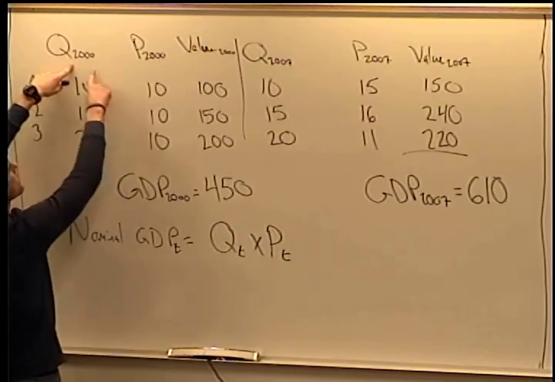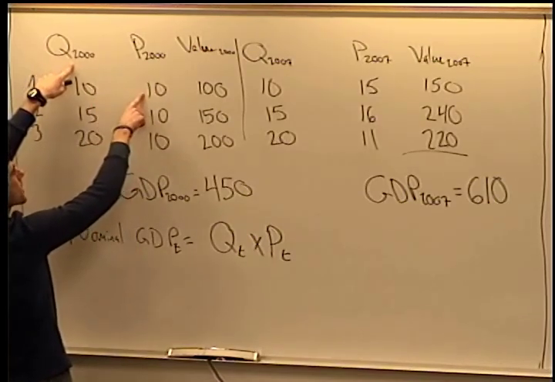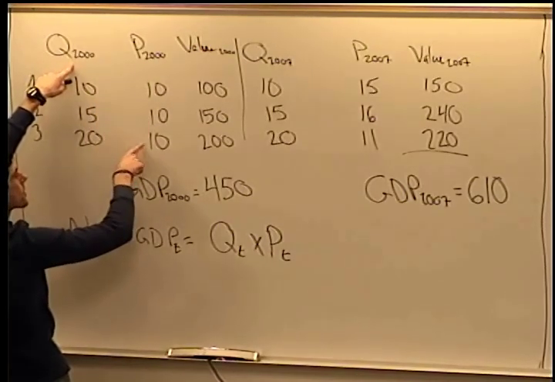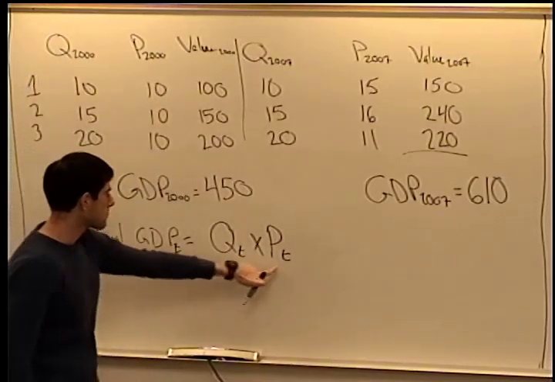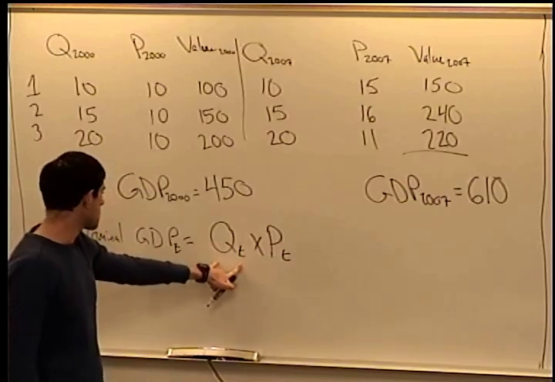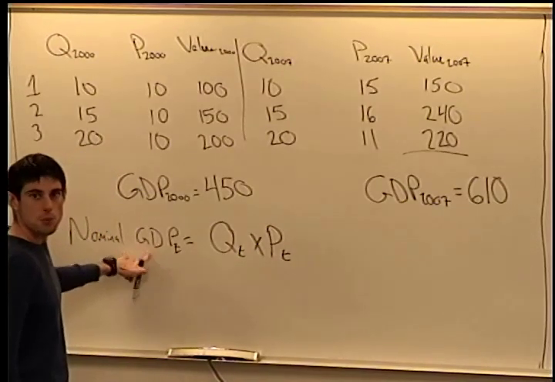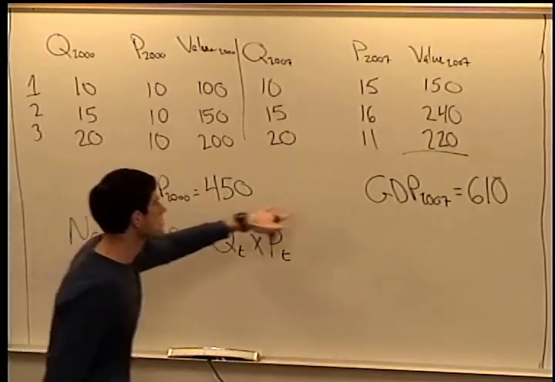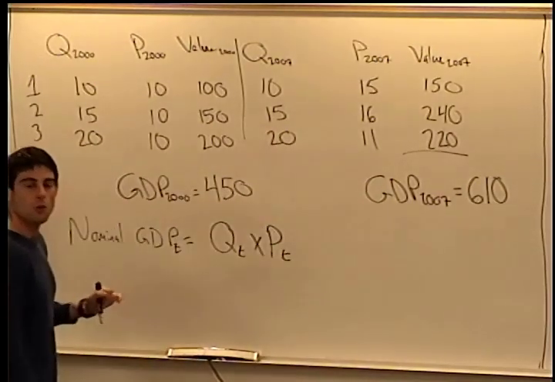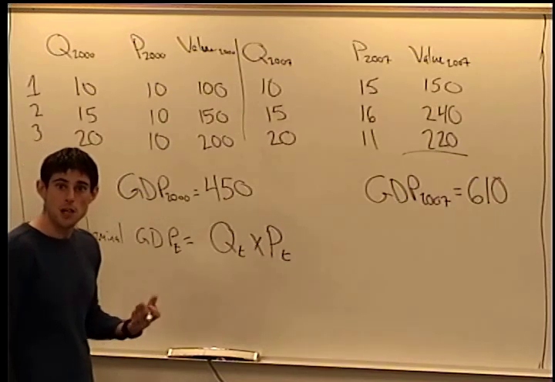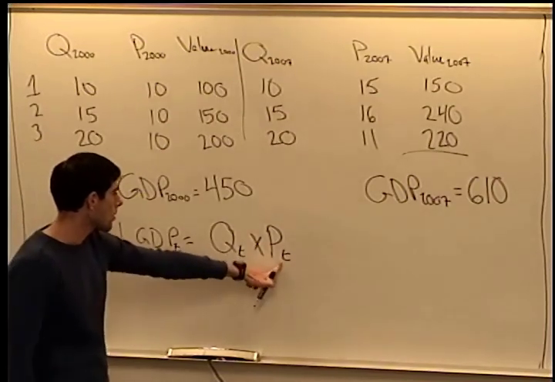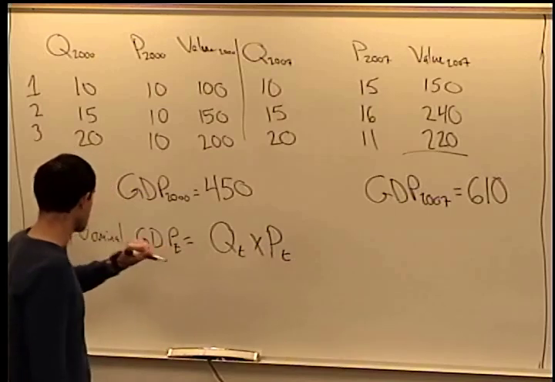So we take quantities times prices, 10 times 10, 15 times 10, 20 times 10, and then we add them all up. Okay? So if price changes but quantity remains constant, our nominal GDP is going to change with it, just like we see here. What we do in real GDP is we take a trick, and we're going to say we're going to hold prices constant. So we're not going to allow prices to adjust.